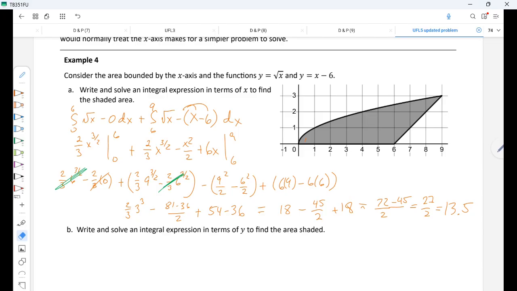Yeah. The mental math that I did along the way to make my life easier was obviously canceling those two things out. This is a positive 2/3, 6 to the 3 halves. And Jack, you see why this is a negative 2/3, 6 to the 3 halves?